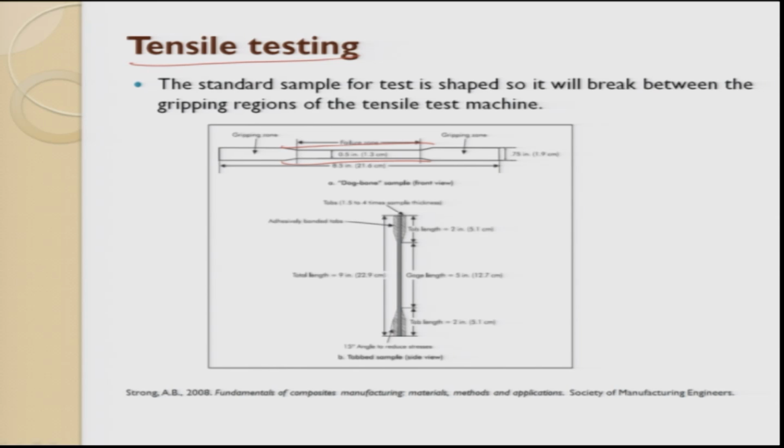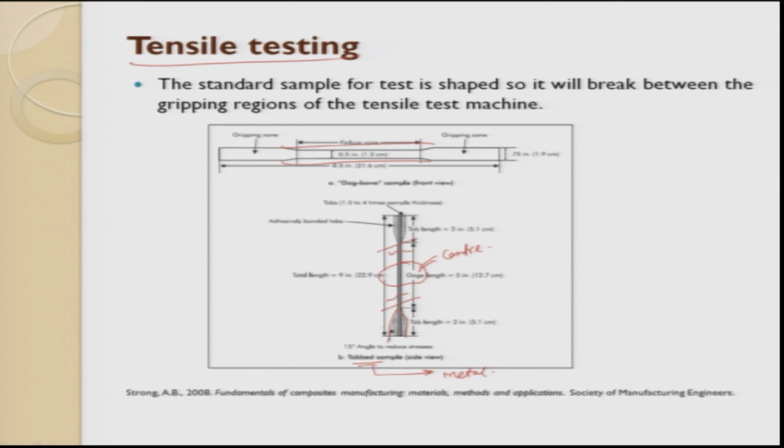And if you do not grip properly, you can see a failure happening here, a failure happening here, or a failure happening at these points. Generally, the failure has to happen very close to the center. So, to avoid this, we always put something called tabs. These tabs are made out of metals, a tabbed sample. These metal tabs are stuck by using a very strong adhesive, and then we try to clamp it between grippers.